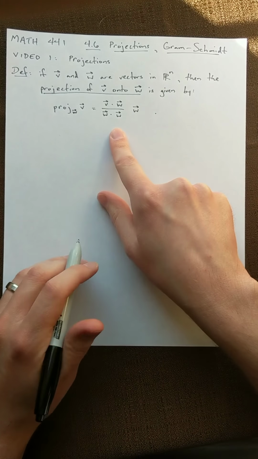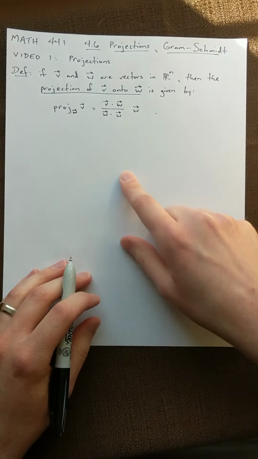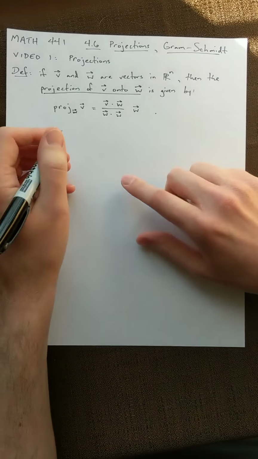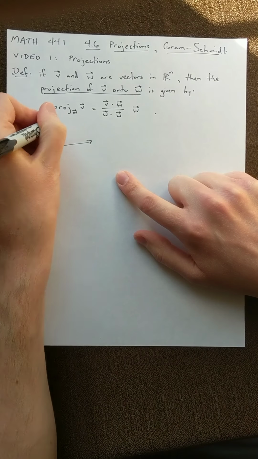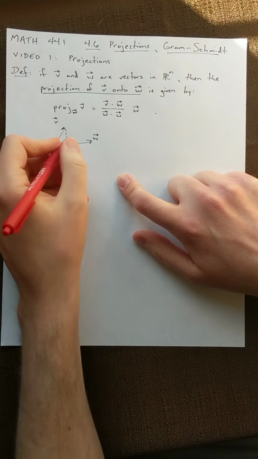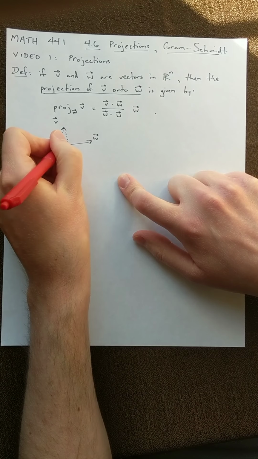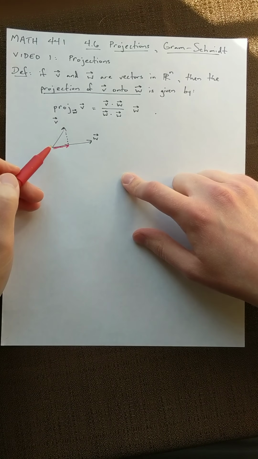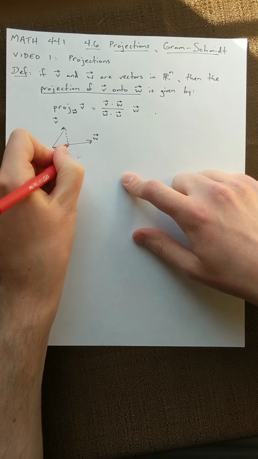And notice that this fraction, a dot product, is always going to be a number. So this fraction is just going to be a number. So just to remind everyone what this represents graphically. If we have vectors v and w, then the projection of v onto w is going to be parallel to w, and it's going to be basically how much of v is pointed in the direction of w. So it's the component of v that is parallel to w. So this would be your projection of v onto w.